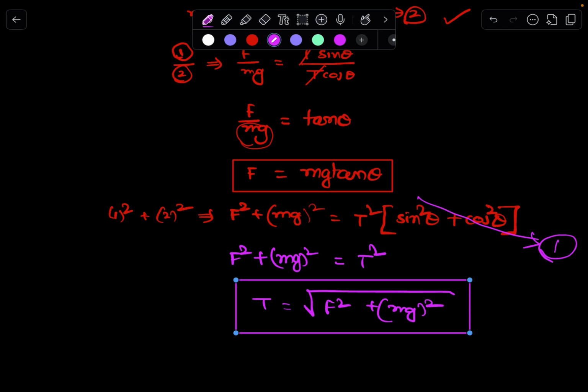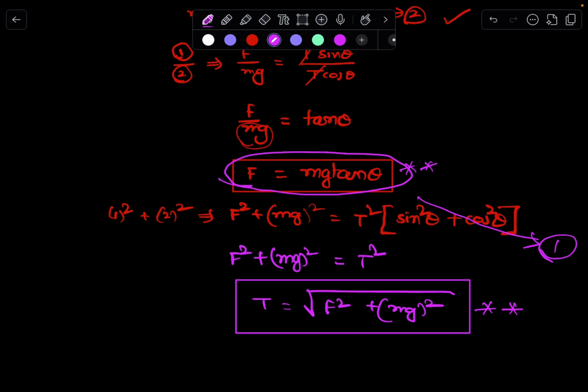So we got two important formulas here. One is the force formula and the second one is the tension formula. The continuation is still there because this topic is most important for JEE also. Let's see what I'm going to do here. Now I'm going to use the first equation. What is the first equation? F is equal to mg tan theta.